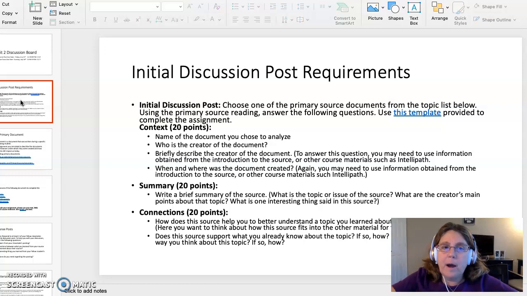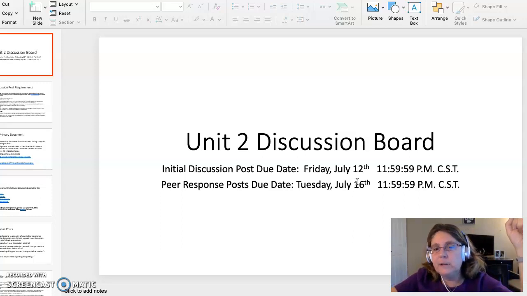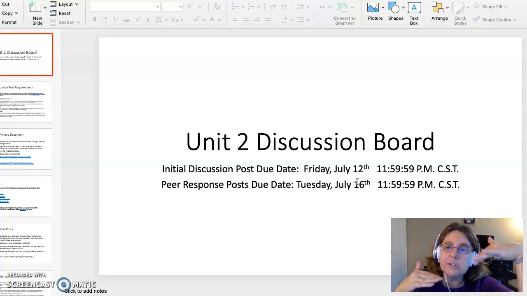Your initial post requirements: choose one of the primary documents to analyze from the topic list below, and you must use the template provided. I will be sending you the template within a CTU Messenger message. This is broken down into three main sections. Your original post is going to be due Friday, July 12th, and your peer responses are going to be due Tuesday the 16th. It's broken up into two due dates.